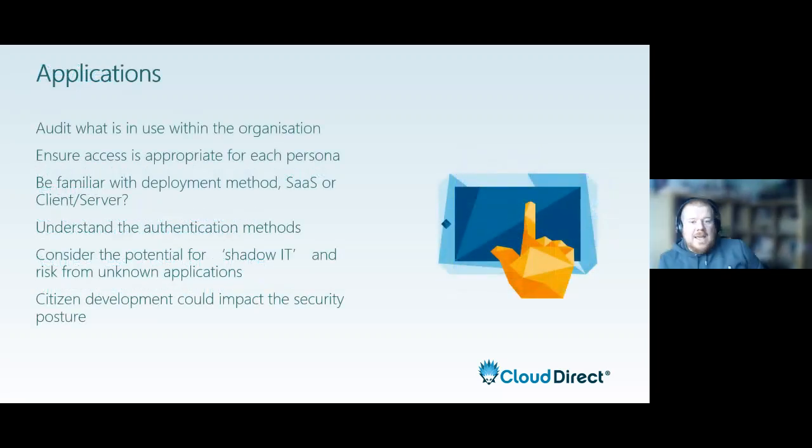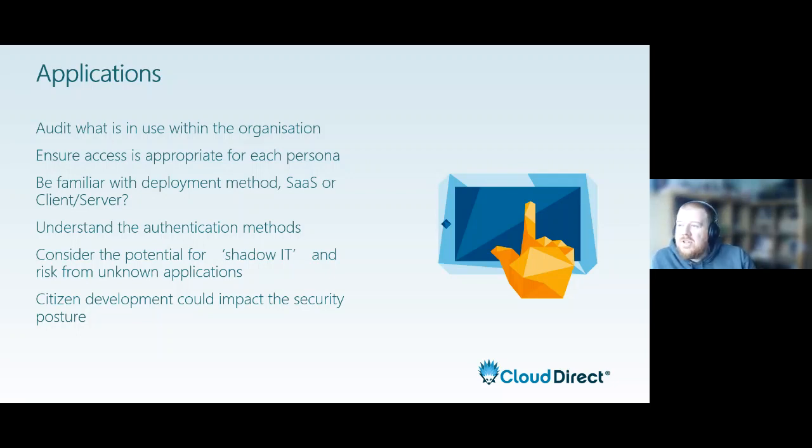And then when we look at applications themselves, as the fourth pillar, we need to be thinking about what's actually in use in the organization. And this comes into our migration strategy potentially, when we're looking to move from one device management platform to another. But we need to know what applications are being used, because those can be a route in or out for organization data. We need to ensure that access is appropriate for each persona. So we're looking at the principle of least privilege. We're making sure people can access what they need to, but we're not providing blanket access to everything in the organization. We need to look at the deployment method for these applications.